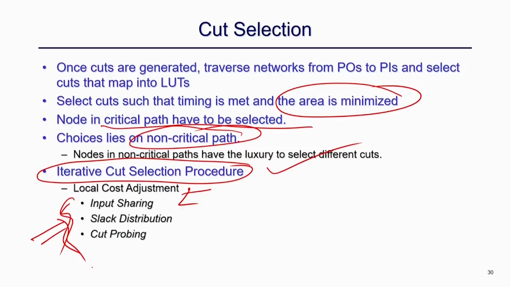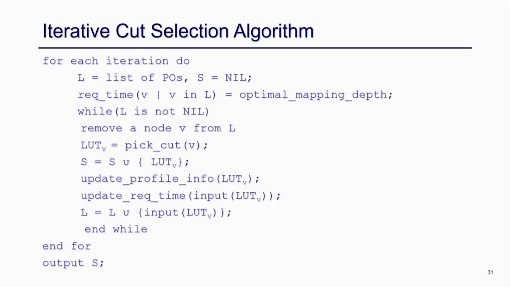For that I have to consider input sharing, slack distribution and cart probing, which I am going to discuss. Those have an impact on the cost, and I am going to update the cost of the surrounding carts using this logic. Here is the overall algorithm, which I am going to go through briefly. This is the iteration. Within the iteration, this is the one loop in which I choose one solution. In the outer loop I run multiple iterations and generate multiple solutions, improving the solution.